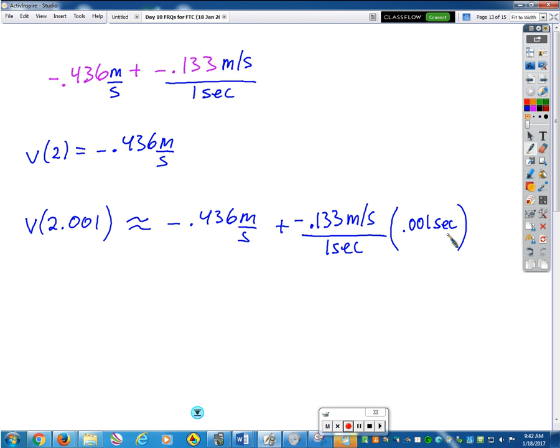Okay, so then I get this. The new velocity is approximately negative 0.436 meters per second, plus the rate multiplied by 0.001, which means the decimal is going to move 3 places. So it becomes negative 0.00133 meters per second. The seconds divide out. So this is the amount by which the velocity will become more negative because of the acceleration, even though only a thousandth of a second elapsed. We're adding that, and it's going to affect the velocity. So we're going to make it more negative.